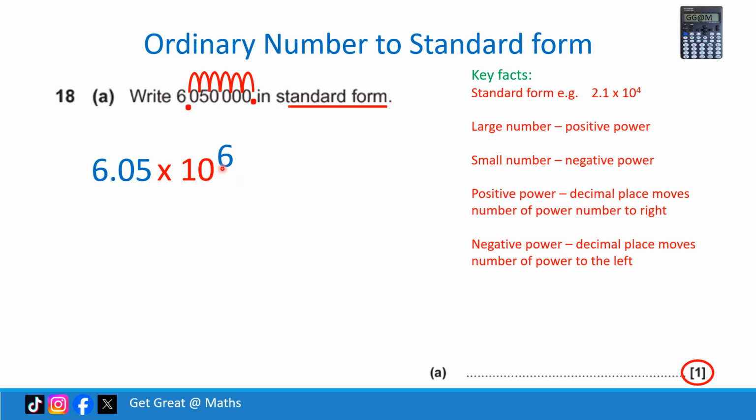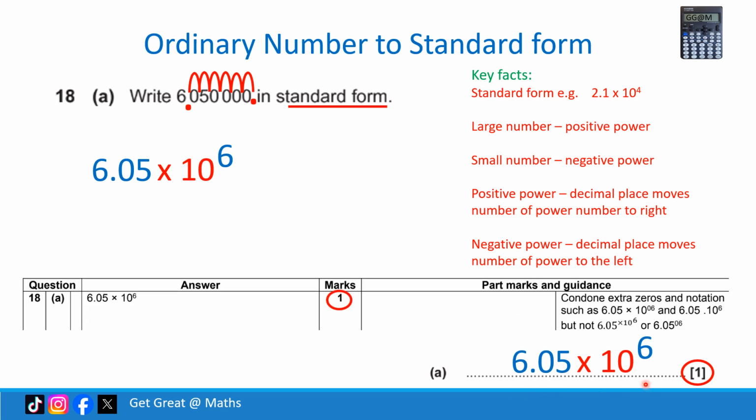Now 10 to the power 6 is 1,000,000. So 6.05 times 1,000,000 is 6,050,000, which is why it works. Once you've got your answer, remember to write your answer on the dotted line. The mark scheme for this question shows there is 1 mark, and it is literally just for giving the answer we've just worked out. The word over here on the right says condone, which means allow. So if you put extra zeros in, so you put 6.0500 or any extra zeros, you will still get the mark.